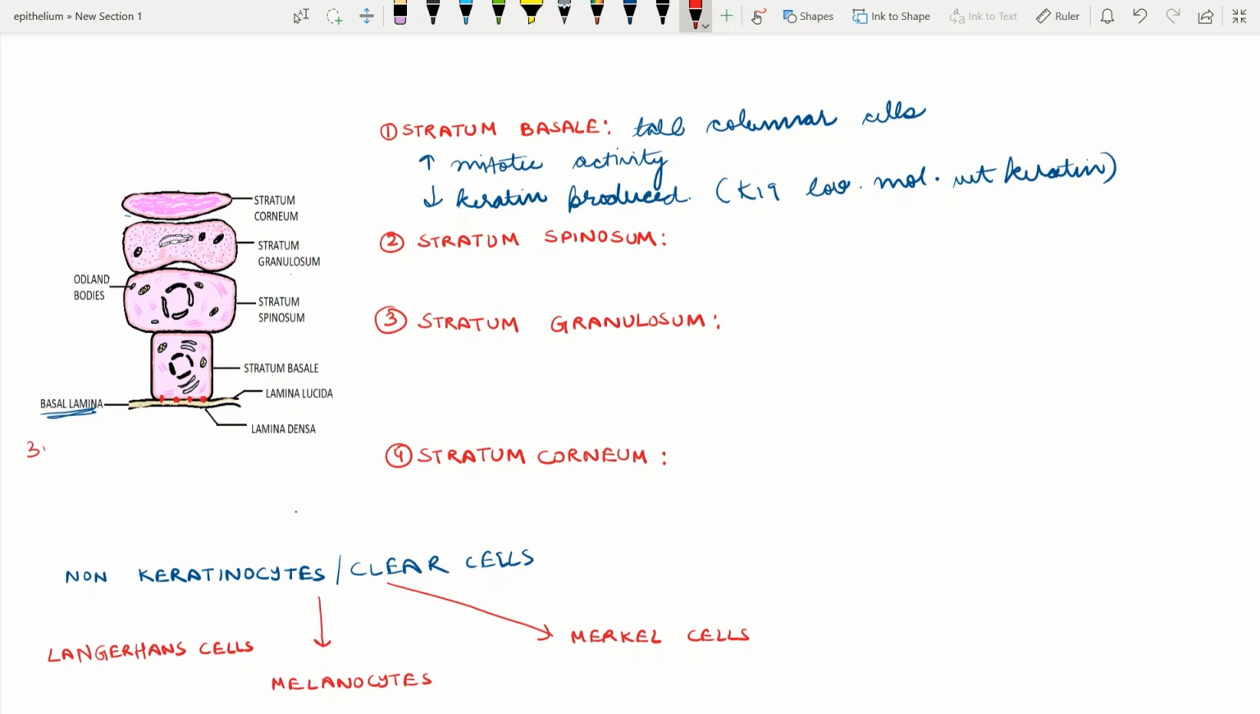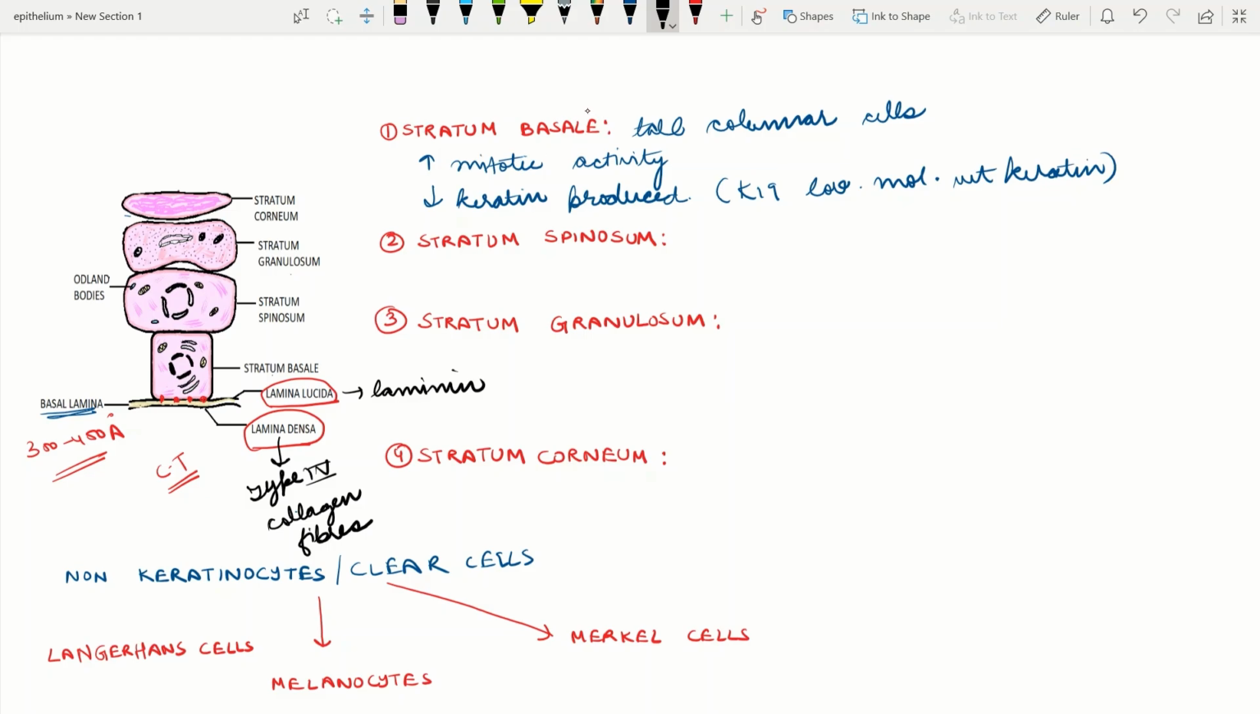This basal lamina is a 300 to 400 angstrom thick layer, and it is further divided into lamina lucida and lamina densa. The one close to the epithelium is the lamina lucida, and the one close to the connective tissue is your lamina densa. Lamina lucida has laminin protein, whereas lamina densa has type 4 collagen fibers.